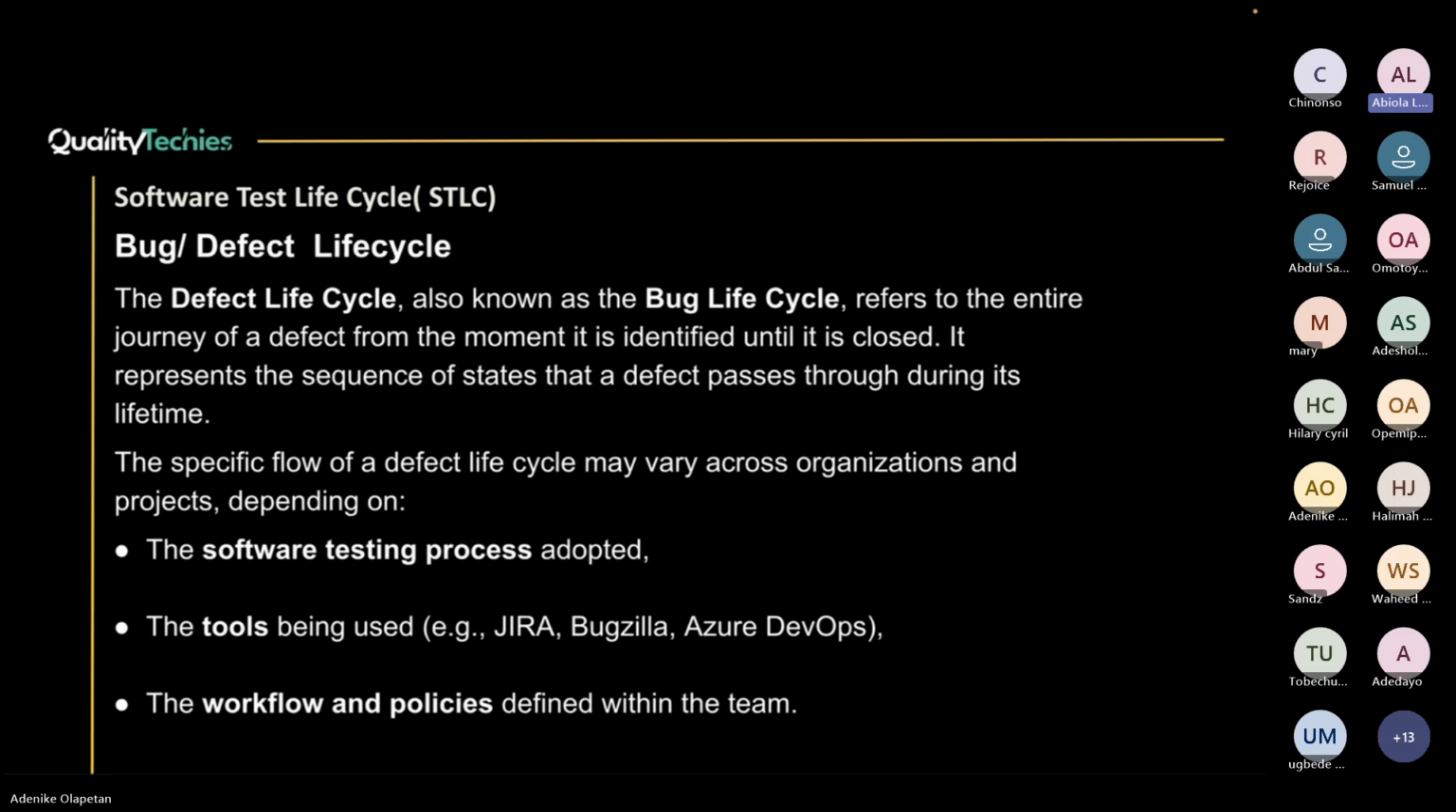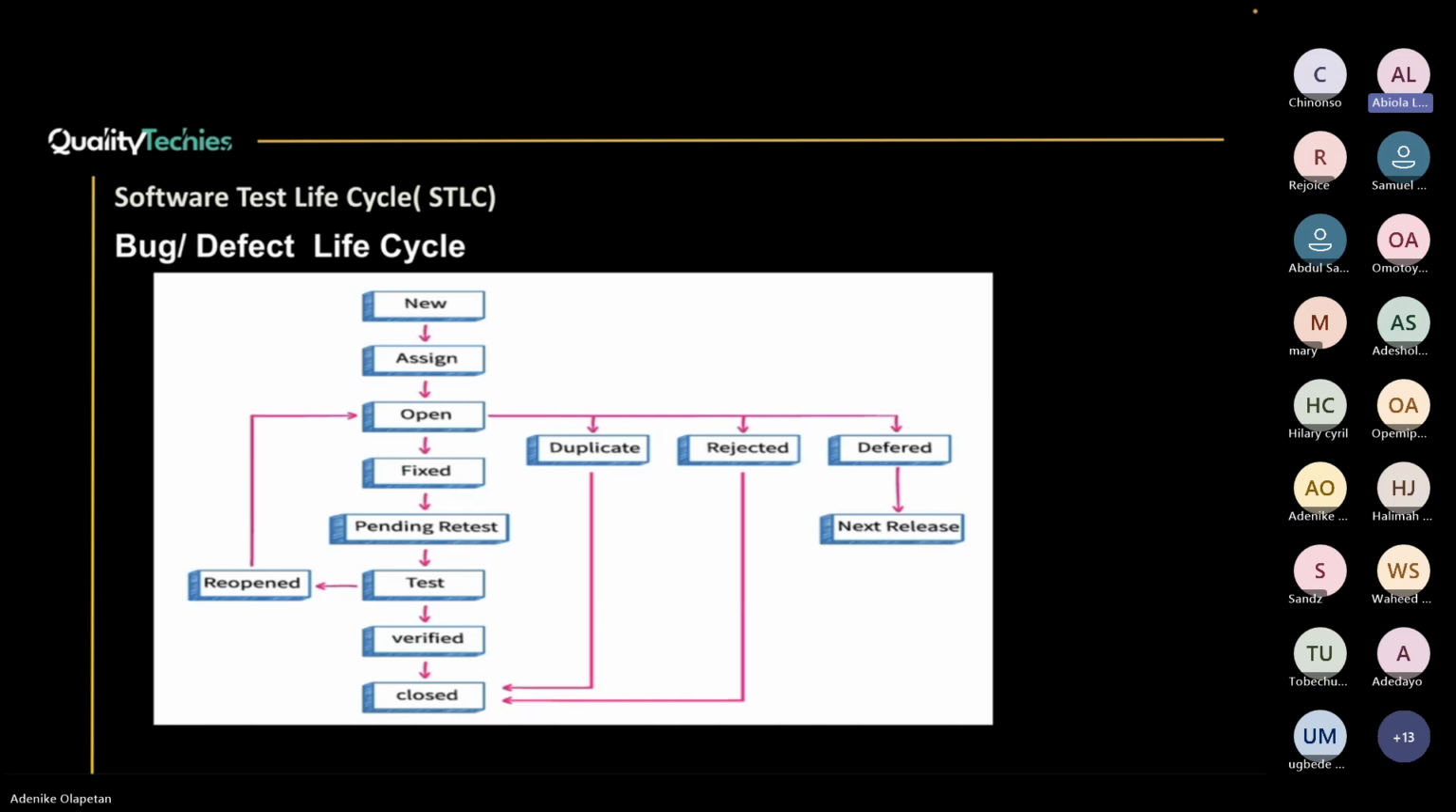Like the software testing process adopted. What process did you use? What software testing type did you adopt? The tools, what type of tool did you use? What workflow and policy are defined within the team? Was it a manual method? Did you use an automated method? Are you carrying out a functional test, a performance test or a security test? Whichever way, the cycle looks the same for all these testing types.